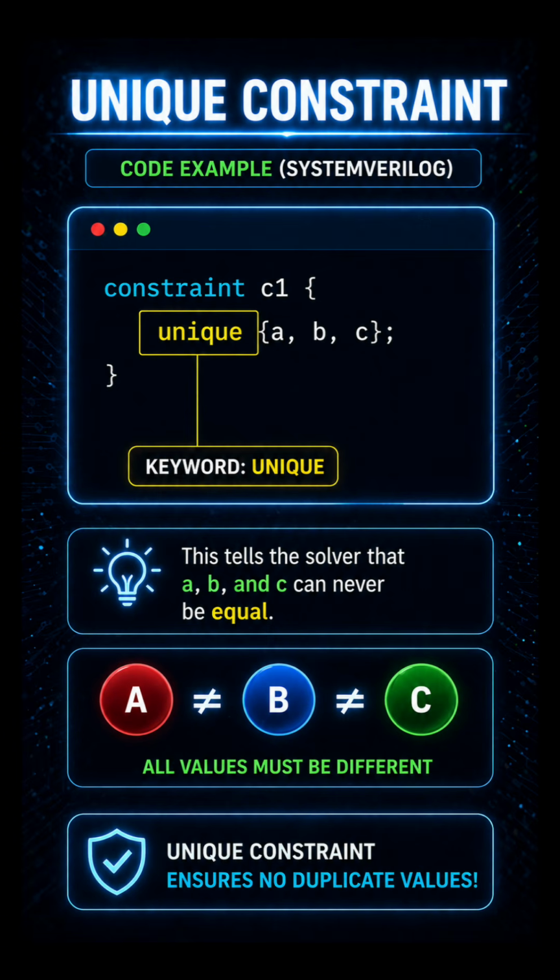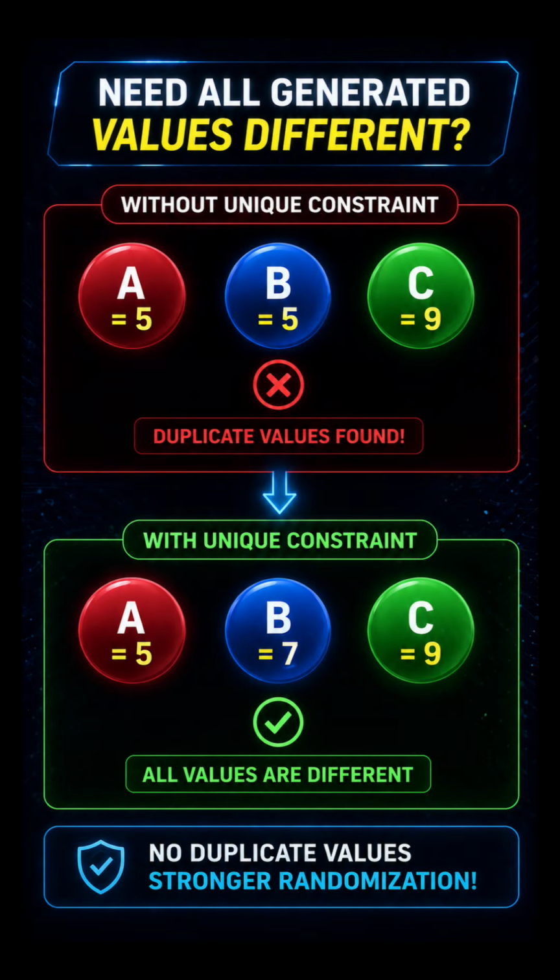We simply tell the constraint solver that the variables A, B, and C must be unique. When randomization happens, the solver automatically guarantees that no two variables will have the same value. So if A gets 5, then B and C cannot be 5. This ensures better randomness and also helps us avoid hidden bugs caused by duplicate values. That's why verification engineers often use unique constraints in transaction generation and address testing.